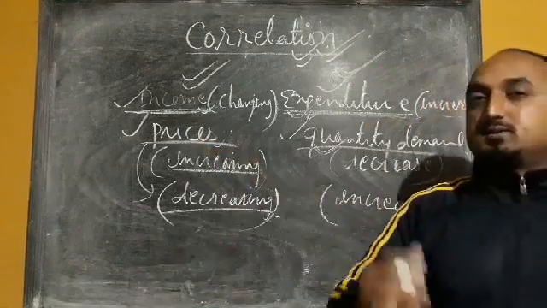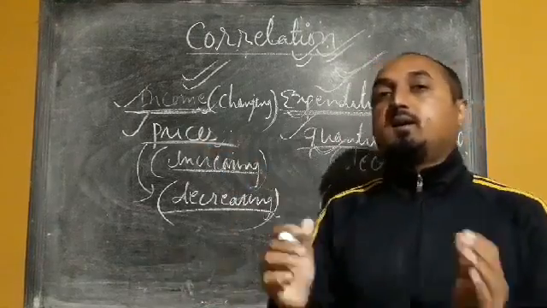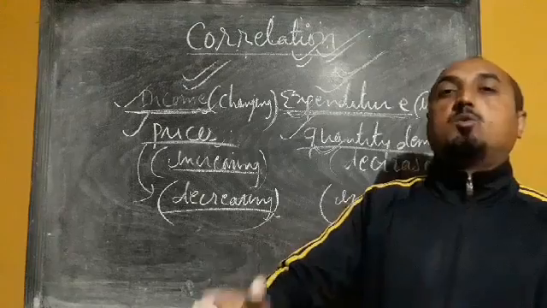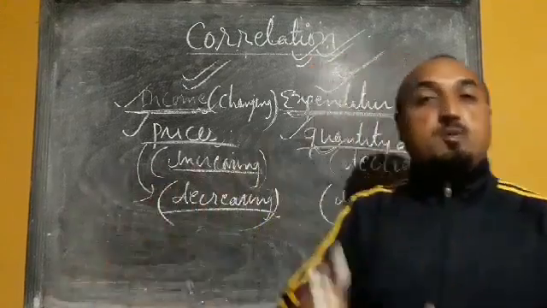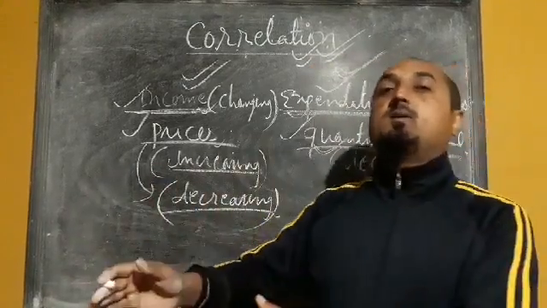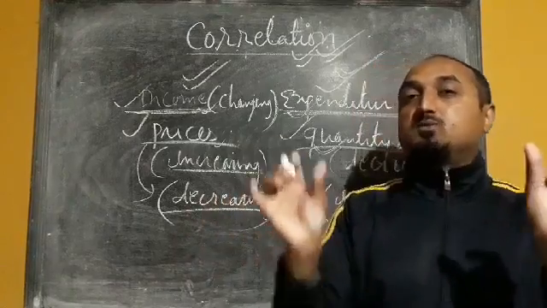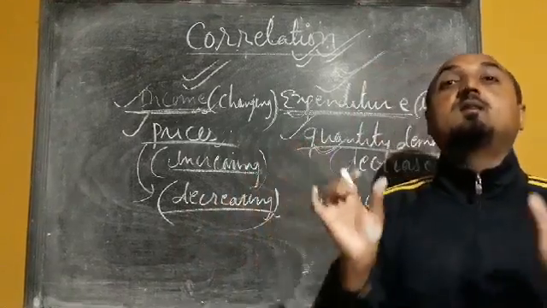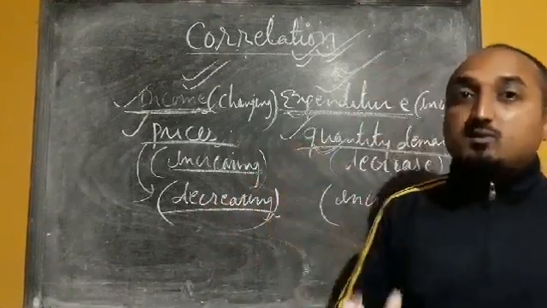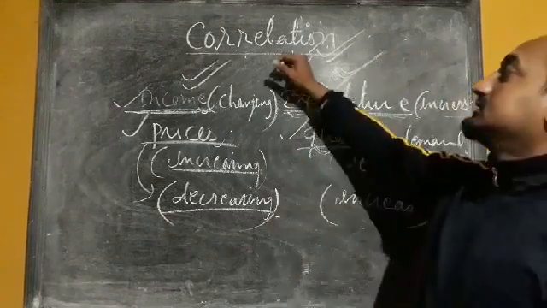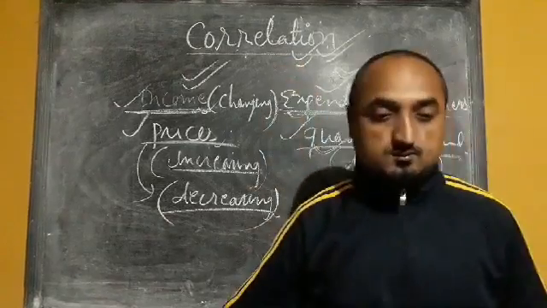Similarly, in the case of price and quantity demand, if the price of a commodity decreases, quantity demand increases, and when price increases, quantity demand will decrease. So here we can see that price and quantity demand are interrelated with each other. That is what we are going to discuss in this chapter: correlation.